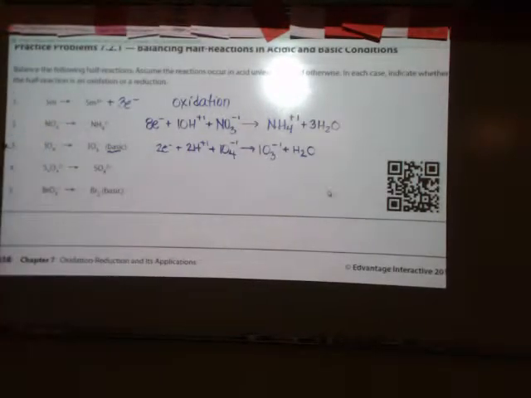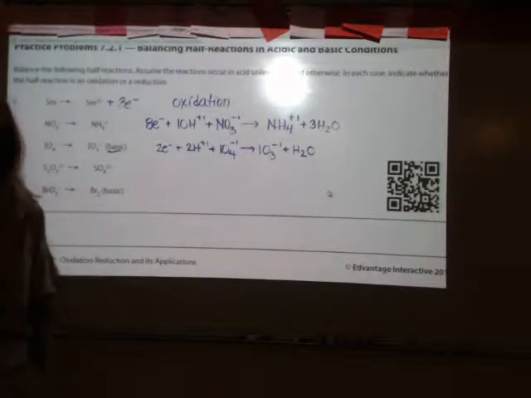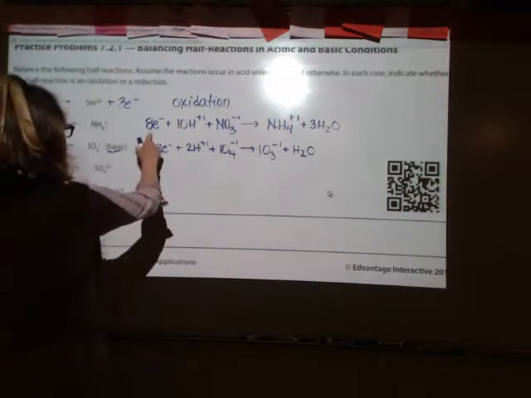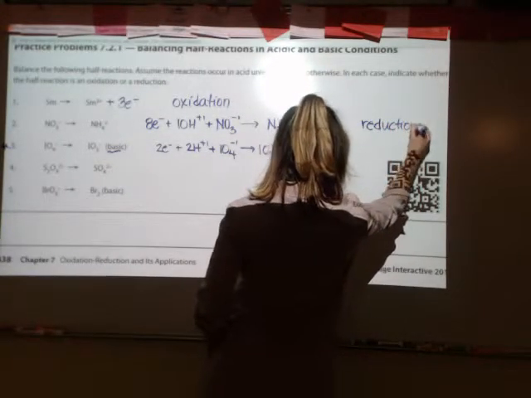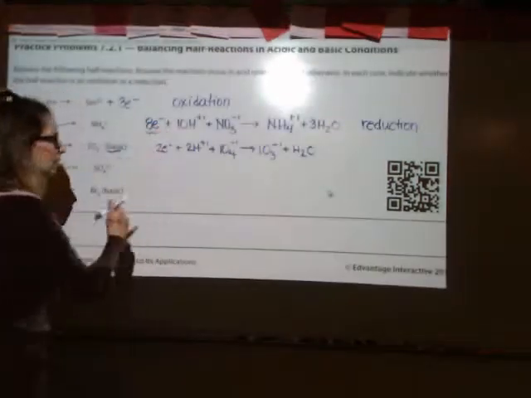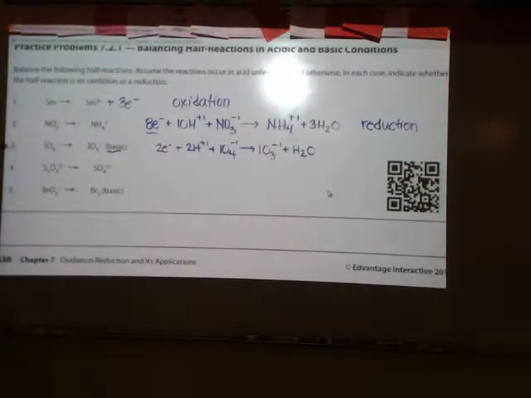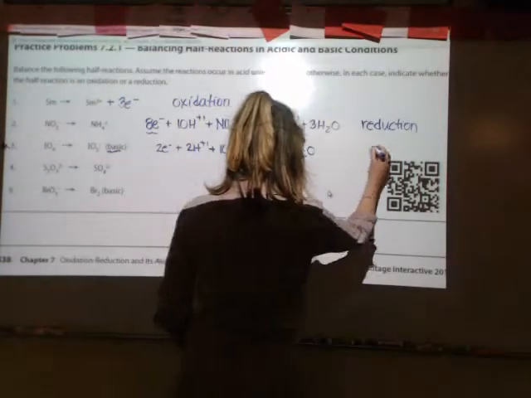I just realized I forgot to label question 2 as being oxidation or reduction. Reduction, because when you gain electrons, you're reduced. So this is reduction, and that's because your electrons are on the reactant side. You're gaining them. Okay? All right, which means this would also be reduction.